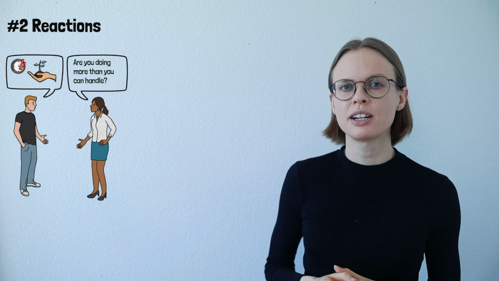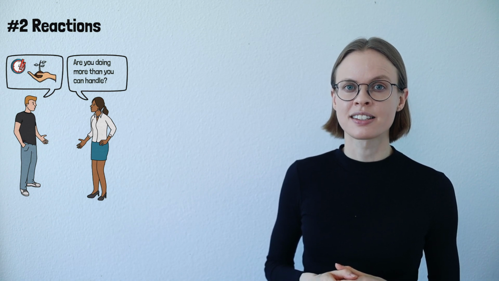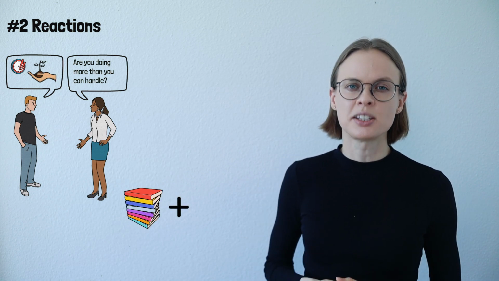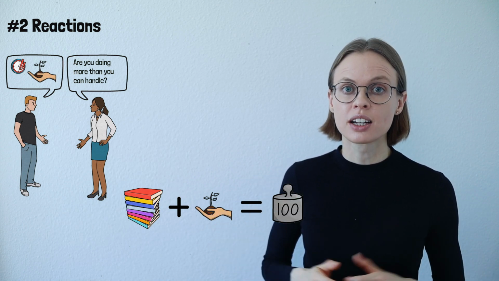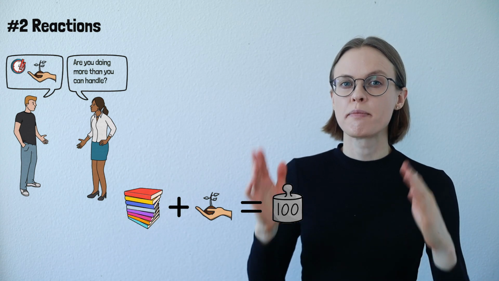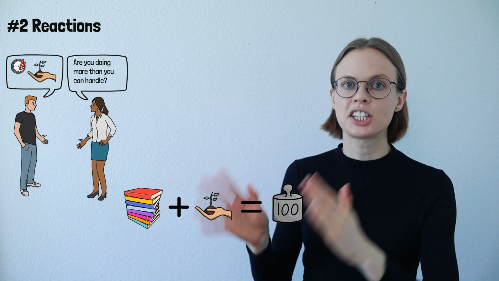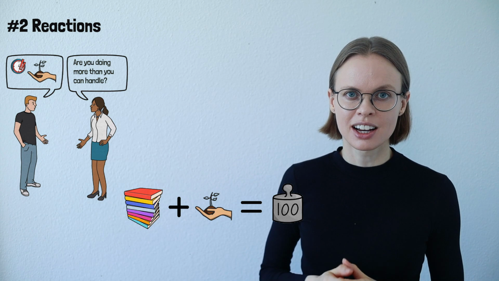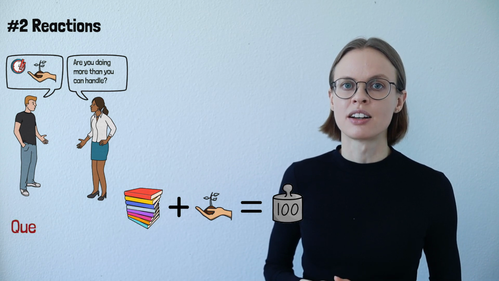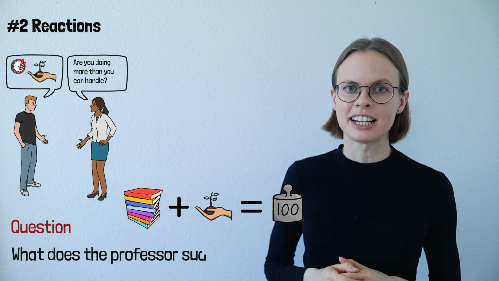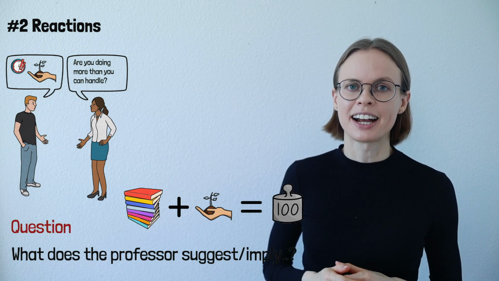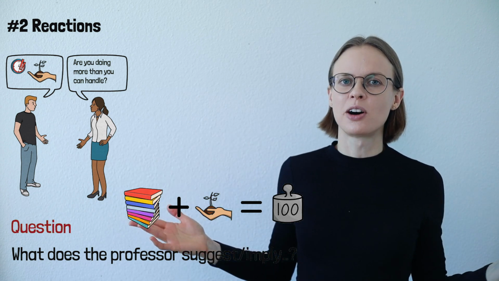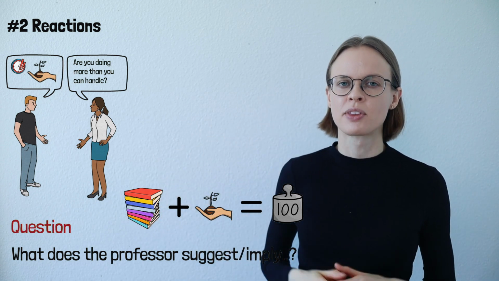What the professor is doing is, he suggests that the student is doing too much, that he cannot cope with his current workload. If a person remarks something or suggests something, it's very likely that you will be asked a question about this later. And that's why it's really important that you write this down. Let's go on with the third thing that you need to focus on.